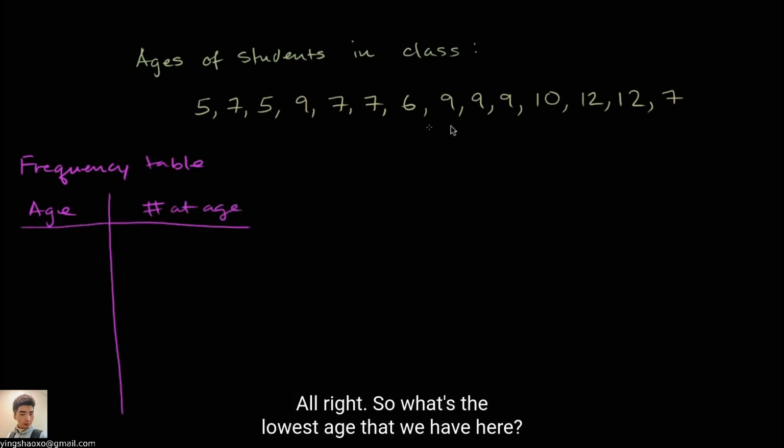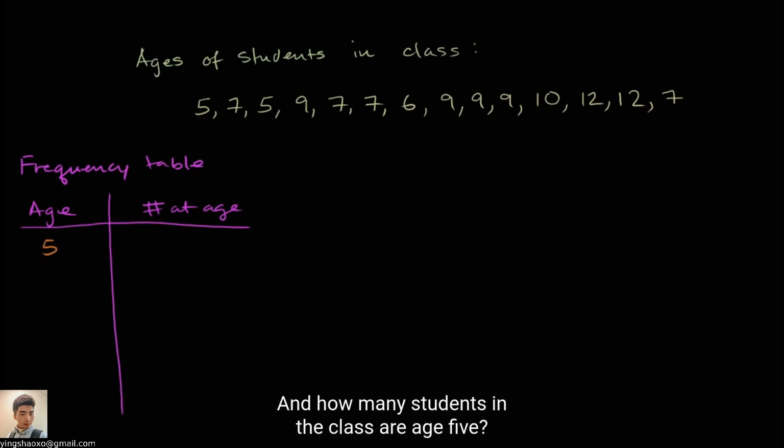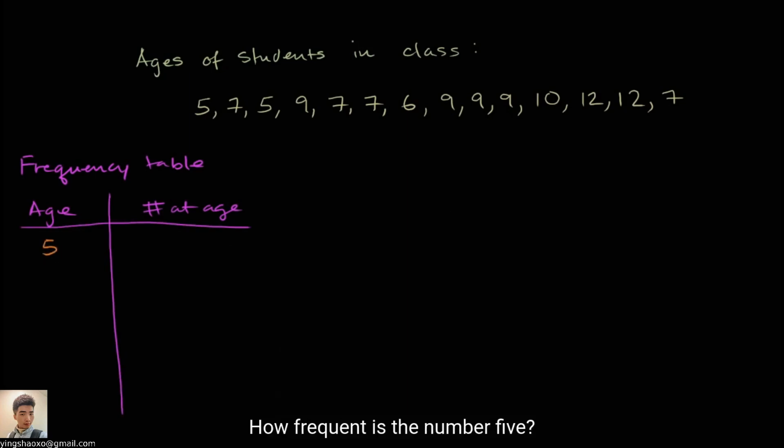All right. So what's the lowest age that we have? Well, the lowest age is 5. Start with 5. And how many students in the class are age 5? How frequent is the number 5? See, there's 1, 2. Scanning. Looks like there's only 2 5s. So I could write a 2 here. There are 2 5s. And now let's go to 6.